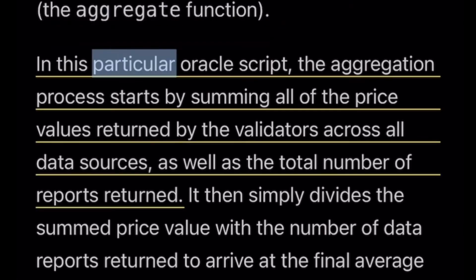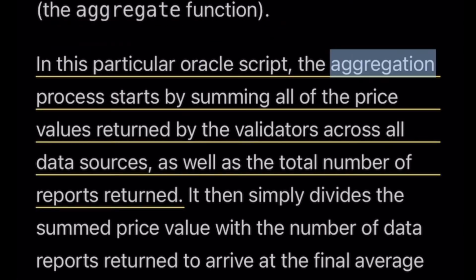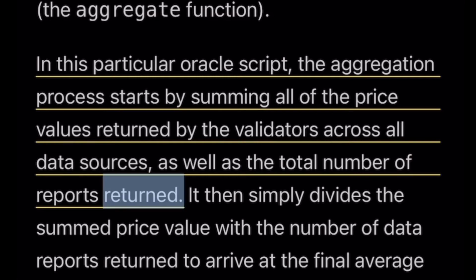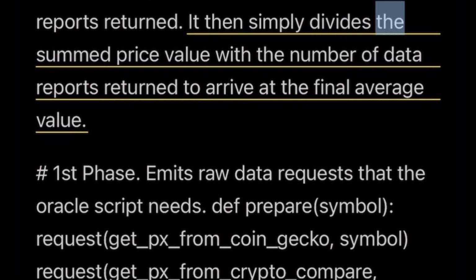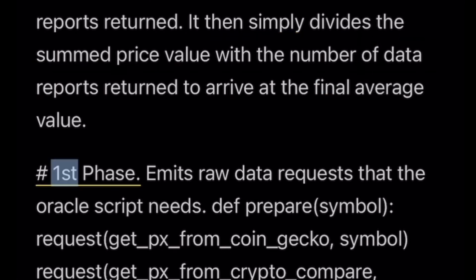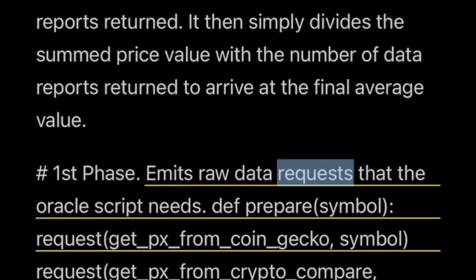In this particular Oracle script, the aggregation process starts by summing all of the price values returned by the validators across all data sources, as well as the total number of reports returned. It then simply divides the summed price value by the number of data reports returned to arrive at the final average value. First phase emits raw data requests that the Oracle script needs.